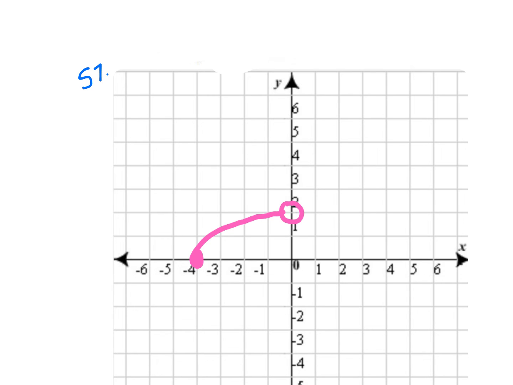But we couldn't plug in negative 5 because that doesn't exist. We can't take the square root of a negative. Yes.